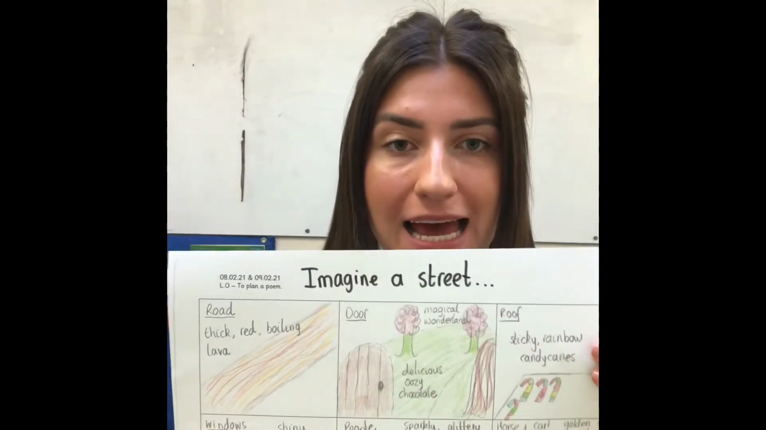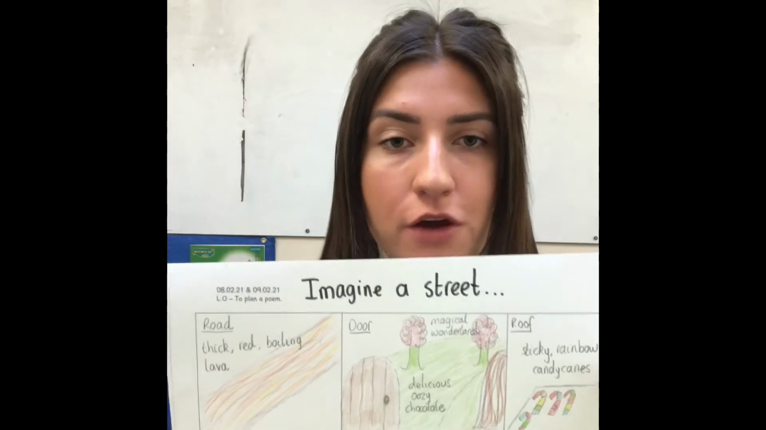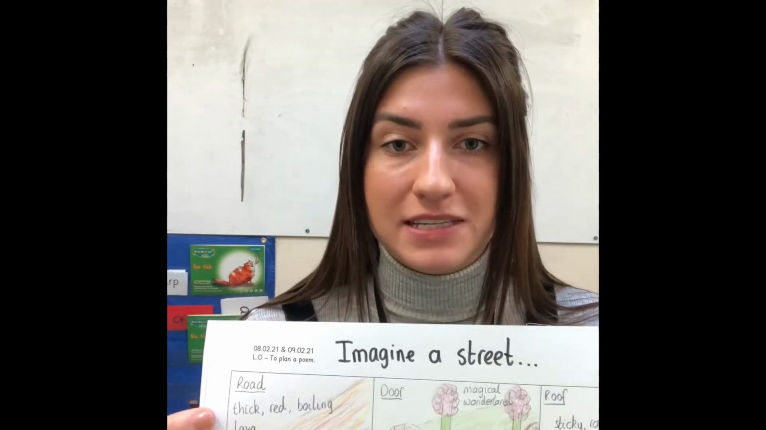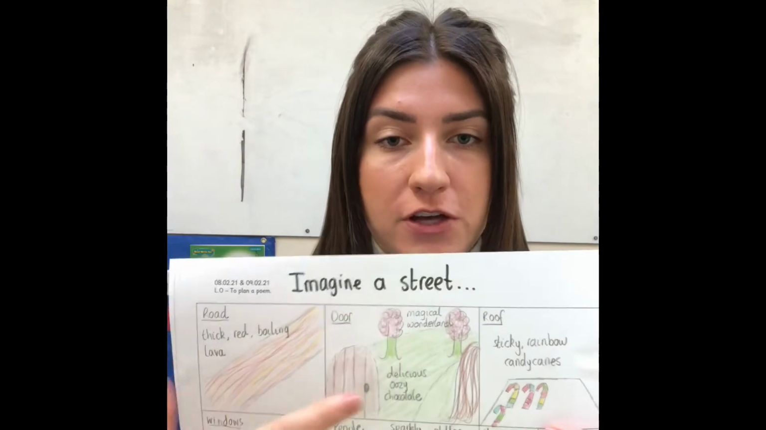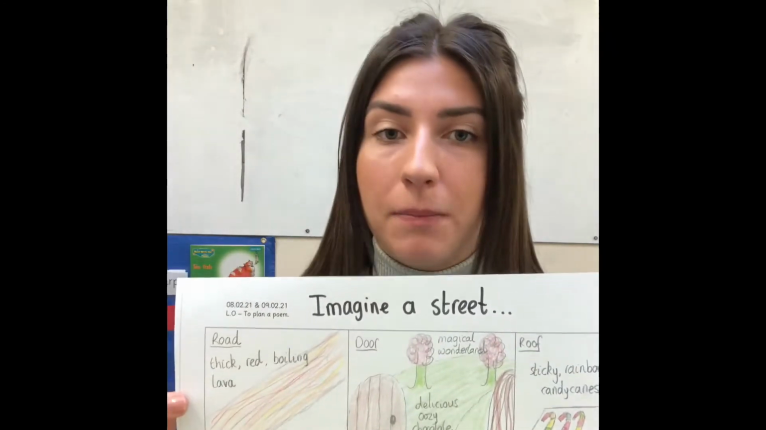Good morning Year 2. In today's English lesson we are going to begin writing our Imagine a Street poem. So I hope you have all kept your plan safe that you made over Monday and Tuesday's lesson, because we are going to need this to help us today. So today we are just going to be focusing on writing the first 3 boxes of our plan.